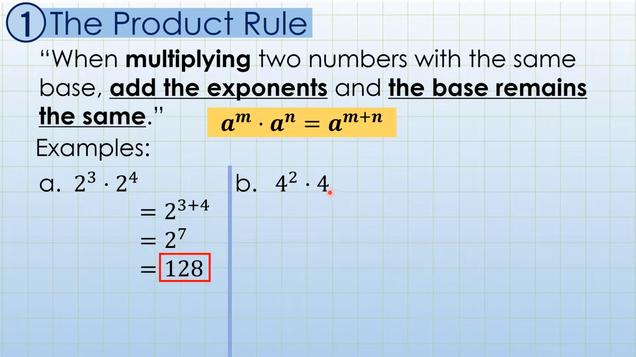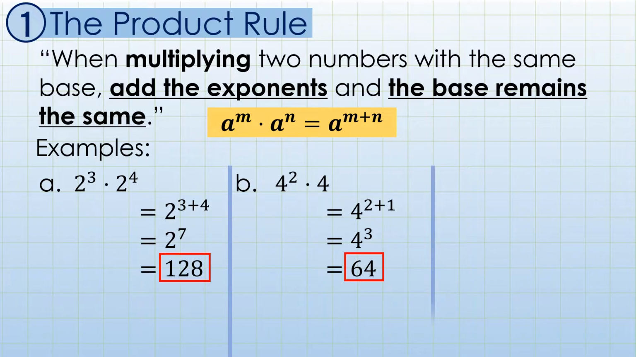Ito naman, ano yung exponent niyan? Correct, 1. Kaya magiging 4 raised to 2 plus 1 yan. Tapos simplify mo yung 2 plus 1, magiging 4 cube. At ang 4 cube, ibig sabihin yan ay 4 times 4 times 4. 4 times 4 is 16, times 4 pa, that is 64. Final answer na yan. Alisin na natin yung ating scratch.